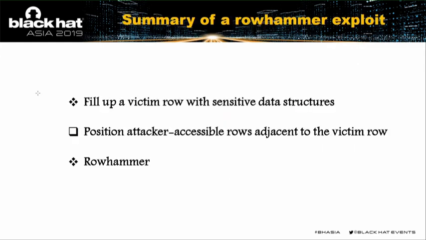Before we compromise CATT, let's summarize the steps required for a Rowhammer exploit. Firstly, we need to fill up a victim row with sensitive data structures such as page tables. Next, we position attacker-accessible rows adjacent to the victim row. And last, we perform the Rowhammer. If we gain privilege escalation, then we succeed.